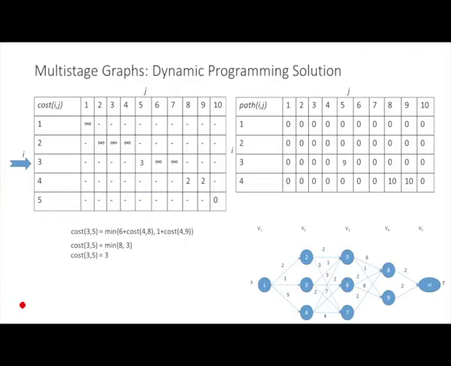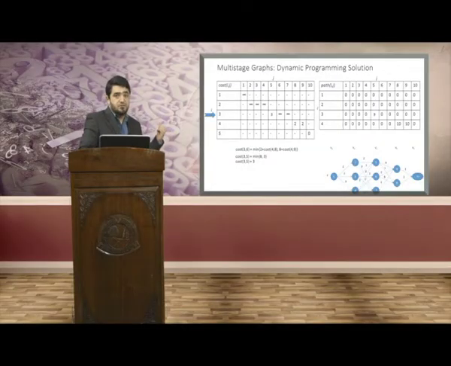For node number 6, the cost of selecting node number 6 in stage 3 is the minimum of 2 plus the cost of selecting node number 8 in the next stage, and 8 plus the cost of selecting 9 in the next stage. Now it boils down that the minimum is by choosing node number 8 in the next stage if we have chosen node number 6 in the third stage.